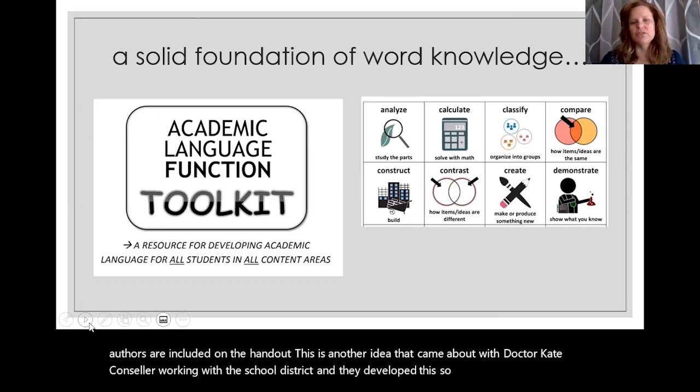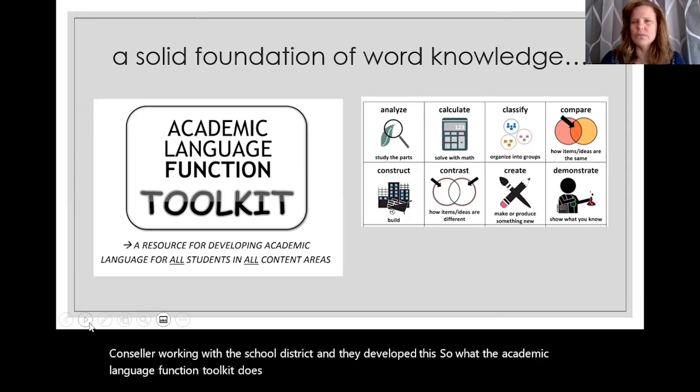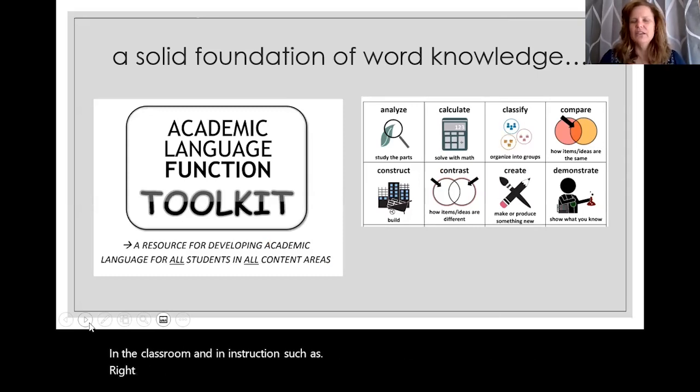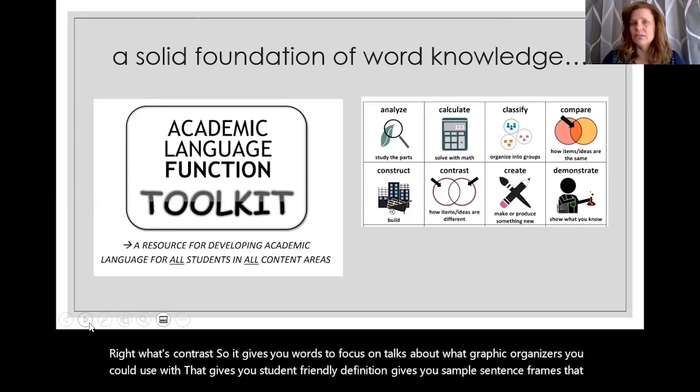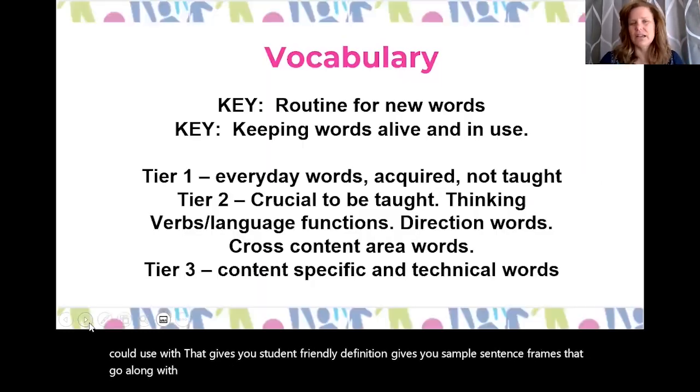So what the Academic Language Function Toolkit does is take our thinking verbs, our most common verbs used in the classroom and in instruction, such as contrast, right? What's contrast? So it gives you words to focus on, talks about what graphic organizers you could use with that, gives you a student-friendly definition, gives you sample sentence frames that go along with contrasting. You're going to like the Academic Language Function Toolkit.